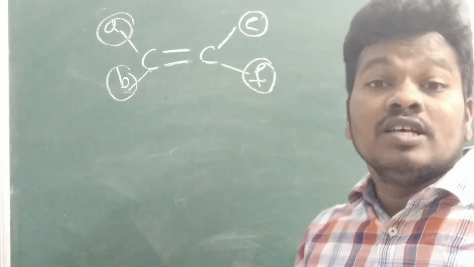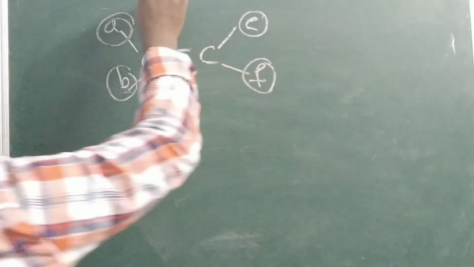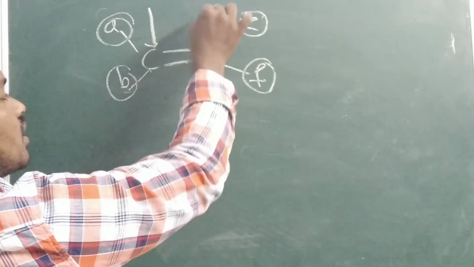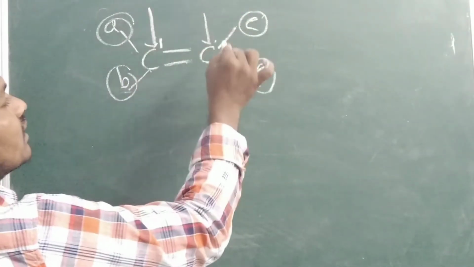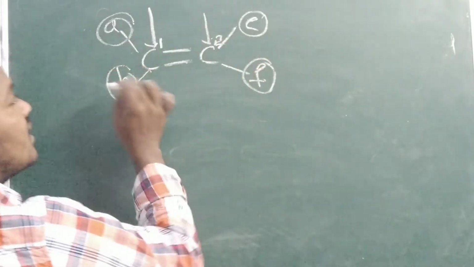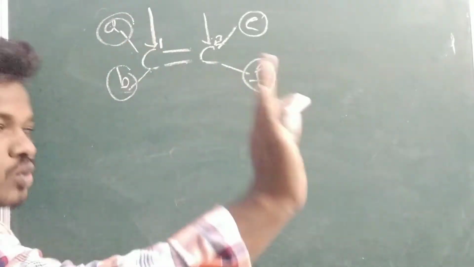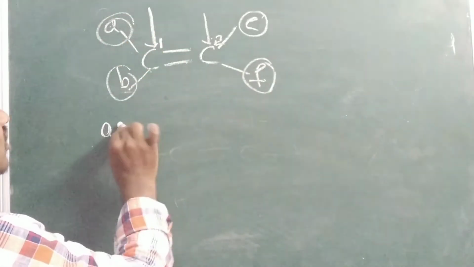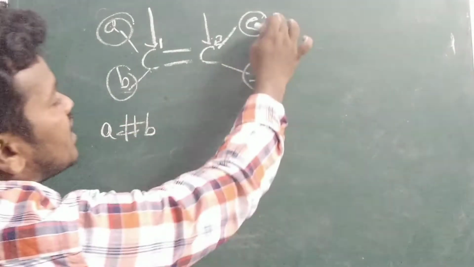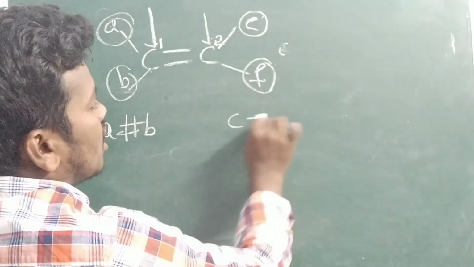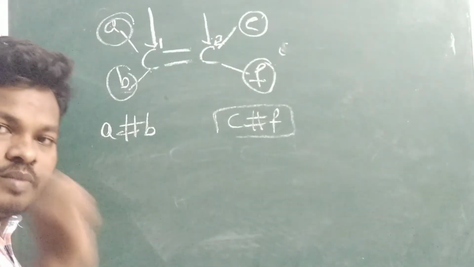So next point is, if you see this one carbon, for example, I am calling it C1, and in this example, I am calling it C2. The C1 carbon should not have the same type of groups. That means A should not equal B. Here also E should not equal F. Then only geometrical isomerism is exhibited.